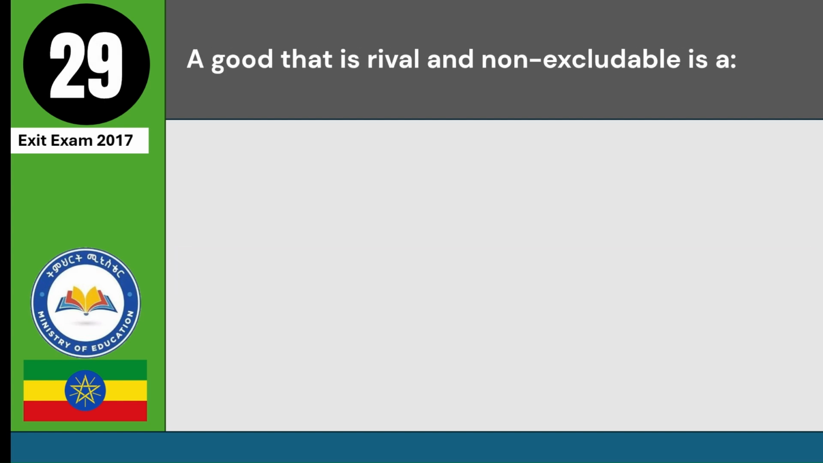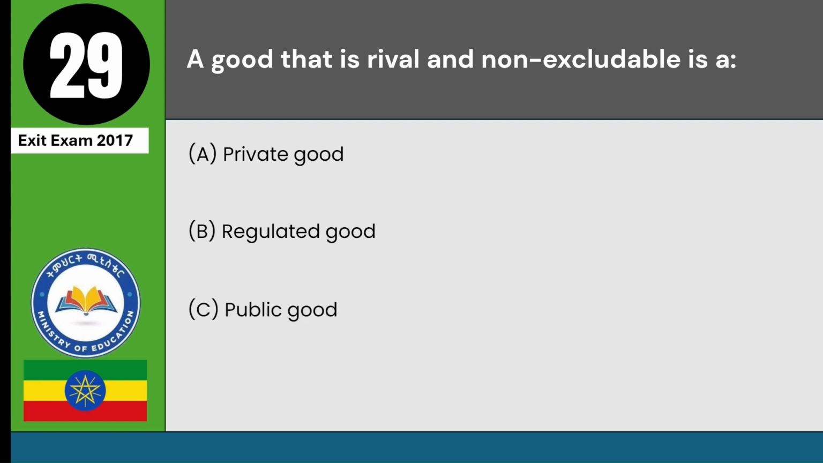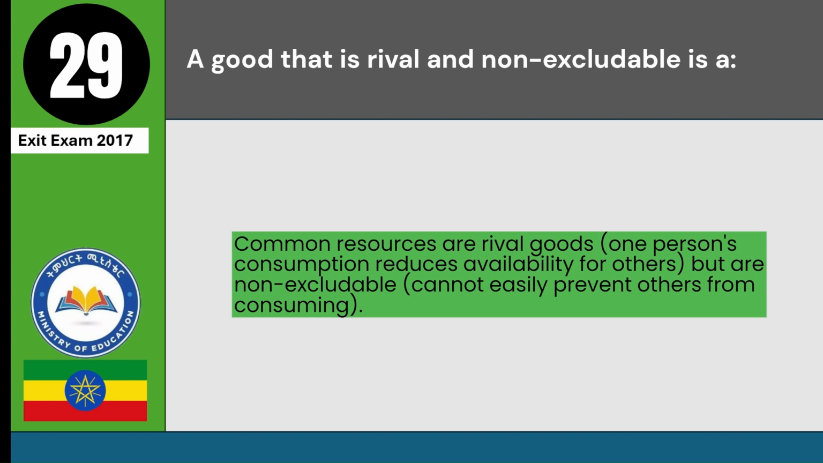A good that is rival and non-excludable is A. Private good. B. Regulated good. C. Public good. D. Common resource. Answer D. Common resources are rival goods. One person's consumption reduces availability for others, but they are non-excludable; it is not easy to prevent others from consuming.